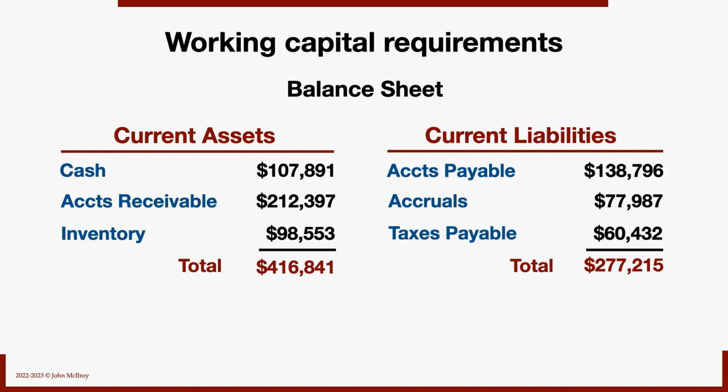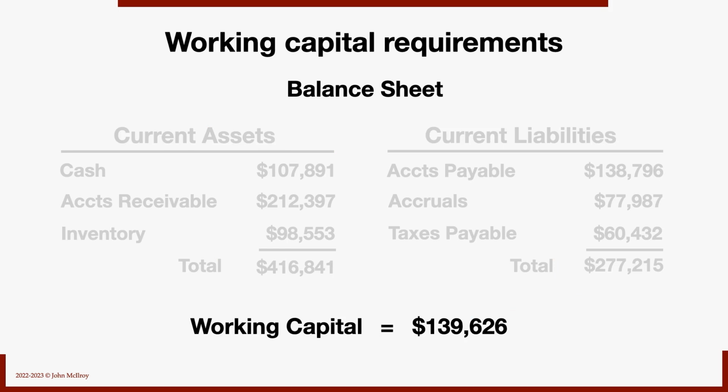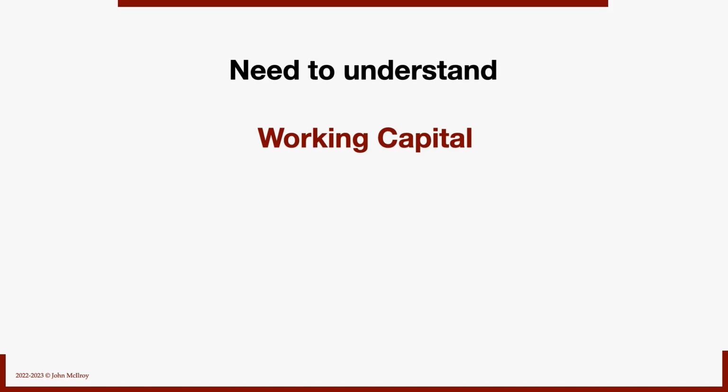It is possible for both current assets and current liabilities to have different accounts in there, depending upon the circumstances. But the point is the working capital, or net working capital as it's sometimes called, is the difference between current assets and current liabilities, which in this case is 416,841 minus 277,215, and that's what we call working capital. It's 139,626 in this case.